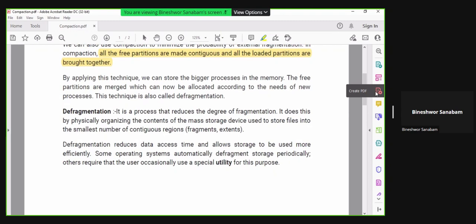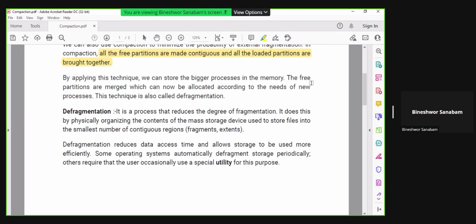The purpose of defragmentation is to divide the collected free partition into partitions so that they can be allocated to other processes. By defragmentation, we refer to a process that reduces the degree of fragmentation. It does this by organizing the content of the mass storage device used to store files into the smallest number of contiguous regions, that is, fragments or extents.